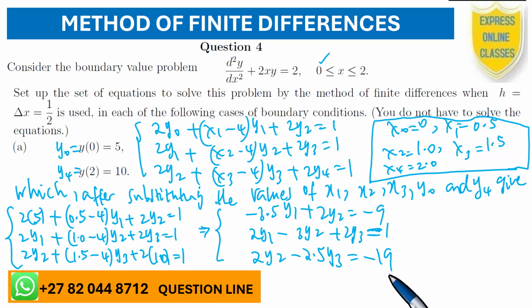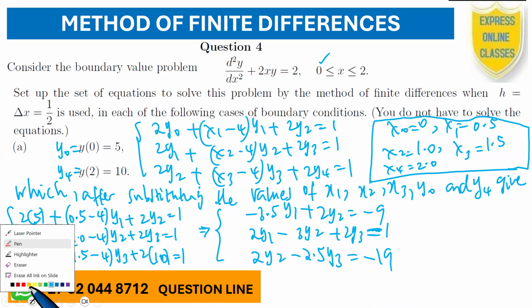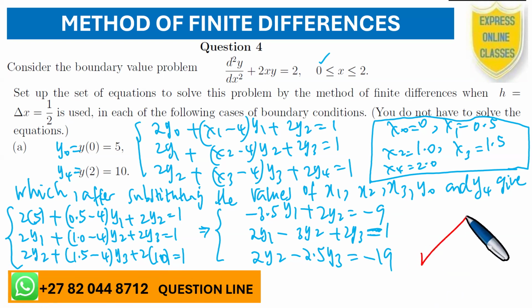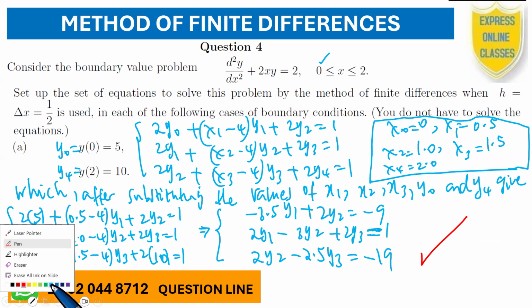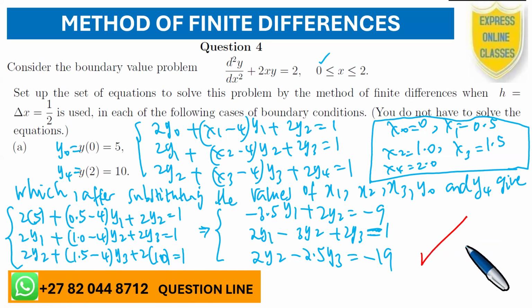So now this is the answer to this particular question, and this answer is in terms of equations. We have found the equations that are required here to solve this problem.